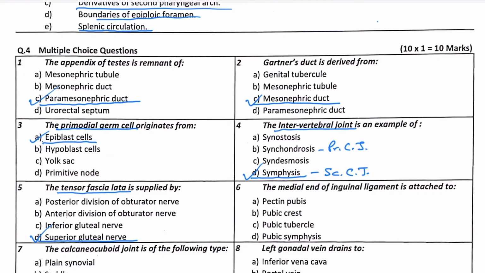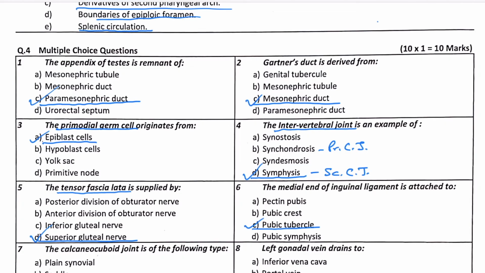Question number 6. The medial end of inguinal ligament is attached to pecten pubis, pubic crest, pubic tubercle, pubic symphysis. All this terminology is related to the medial end of the pubic bone. Pubic symphysis is the surface which articulates with the similar surface of the opposite bone to form a secondary cartilaginous joint. That's pubic symphysis. Pubic tubercle is the answer here.